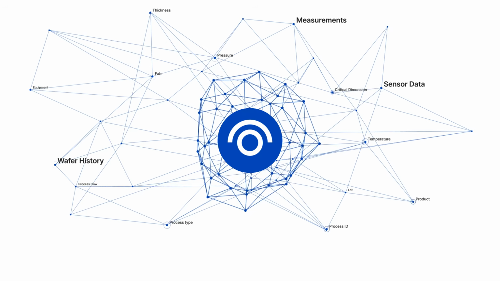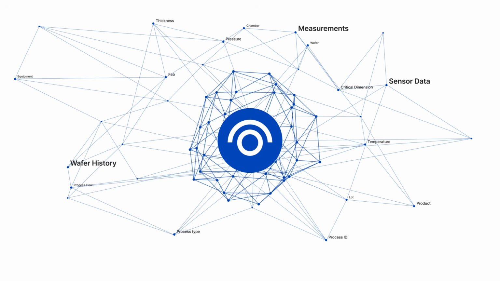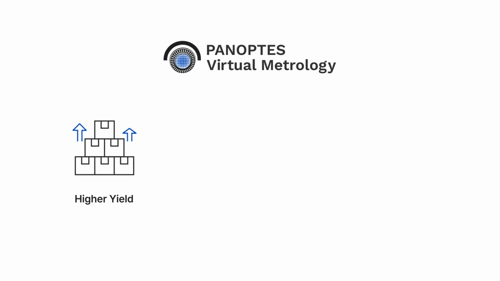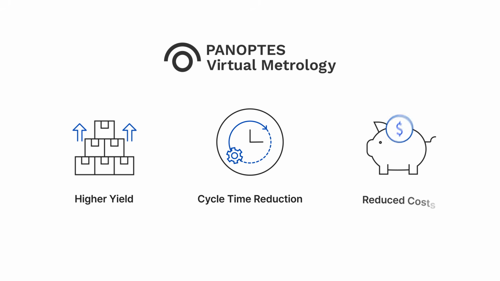to yield gain. Panoptes VM transforms metrology from a bottleneck into a strategic asset, enabling diverse applications that deliver higher yield, shorter cycle time, and reduced costs.